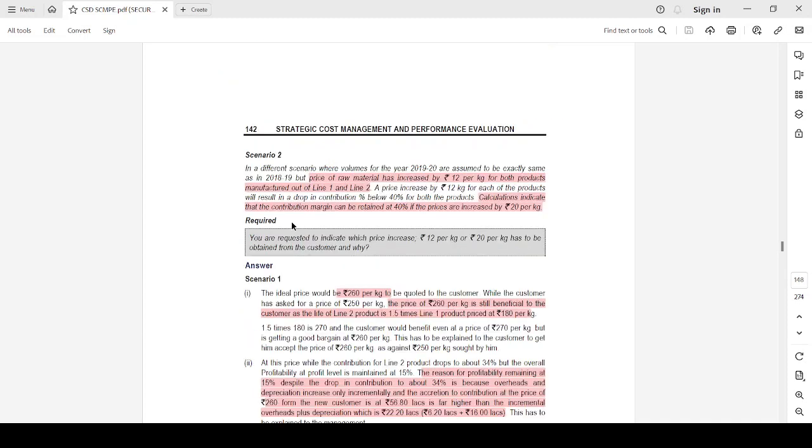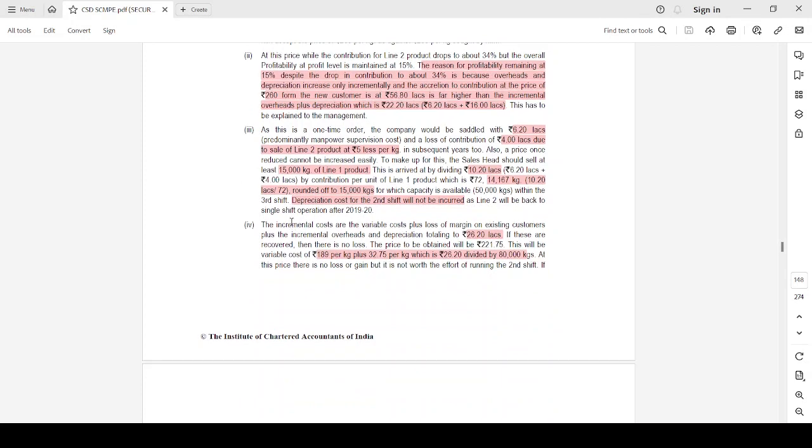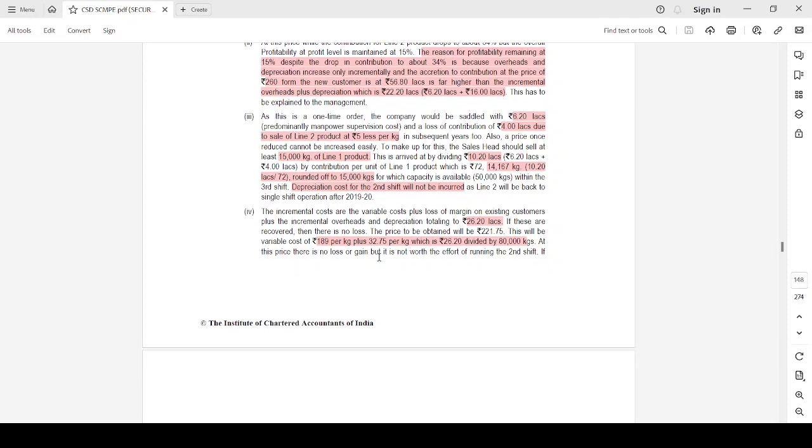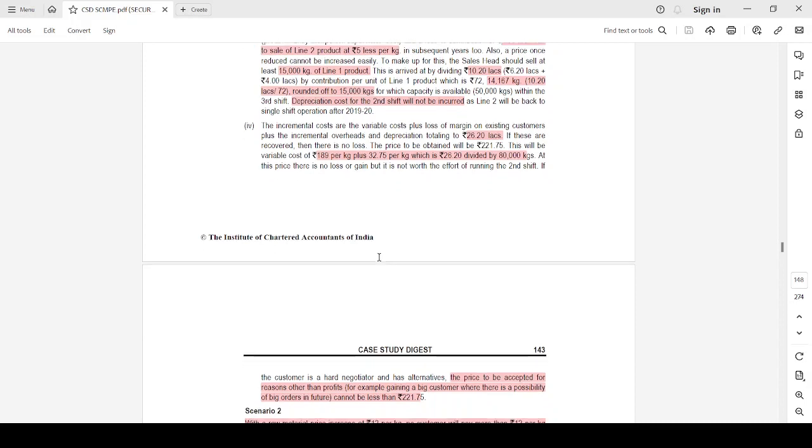And then the last one would be the minimum acceptable price. Minimum acceptable price would be nothing but the incremental fixed cost and the variable cost. Variable cost is 189 per kg, and fixed cost is 26.2 lakh, that is the incremental depreciation and the overheads. 26.2 lakh divided by 80,000 kgs will be 32.75, plus 189. These two, rounded, come to around 221.75.